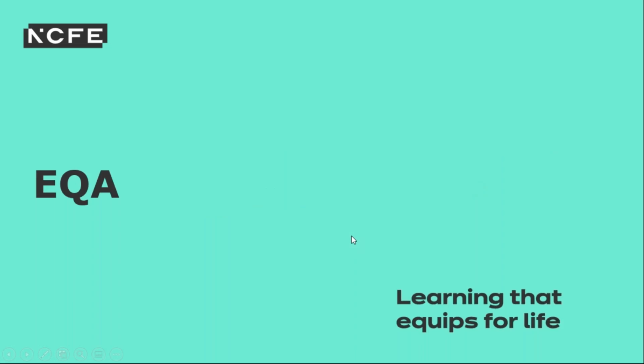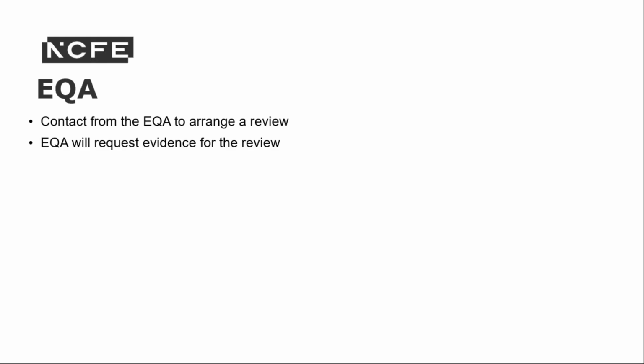Okay, now moving on to the EQA process. Once learners have taken the controlled assessment, the assessor has marked it and it has been IQA'd, the IQA will release the results, and the EQA will be in touch to book a review, or the centre can contact the EQA. The EQA will request all of the evidence for the EQA review, and the evidence will be listed in the confirmation email you'll receive.